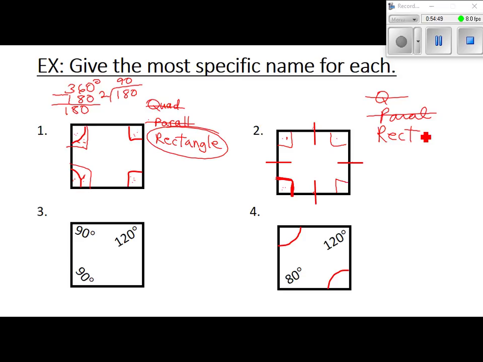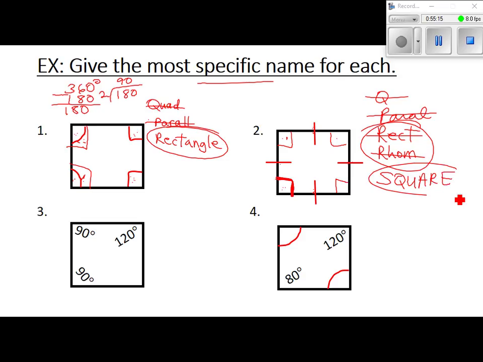We go on, check, see if it's a rhombus. To be a rhombus, 4 congruent sides. Well, this has 4 congruent sides, so we know it's a rhombus. Well, if it's both a rhombus and a rectangle, then we're not going to call it either one of those. The most specific name is going to be a square. Again, we don't have to check kite, we don't have to check trapezoid because square is a better name.